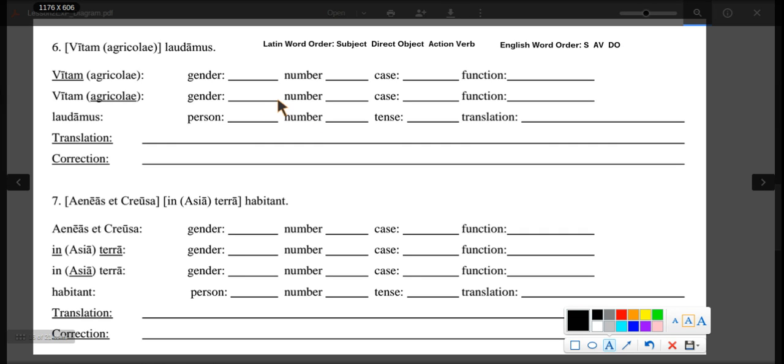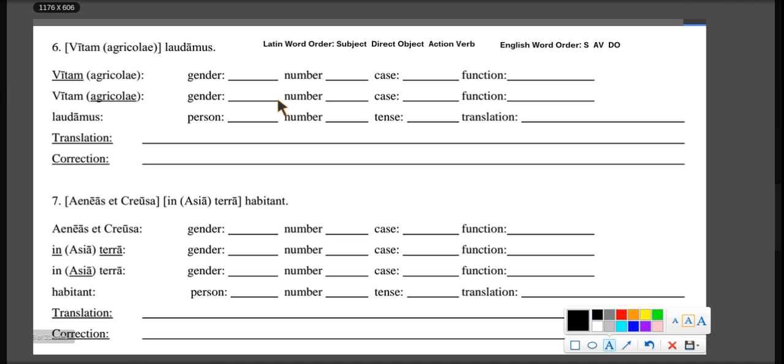Trudy here. This video will be about how to analyze and translate sentences using action verbs or verbs of motion as opposed to linking verbs. Just some review from earlier.